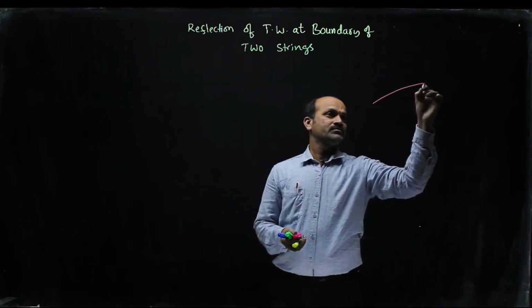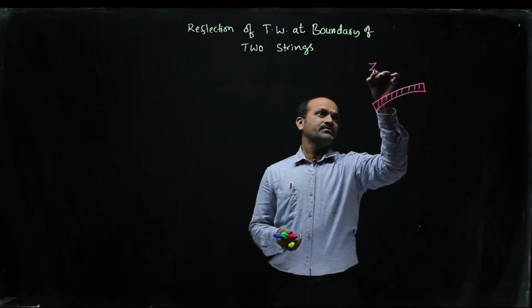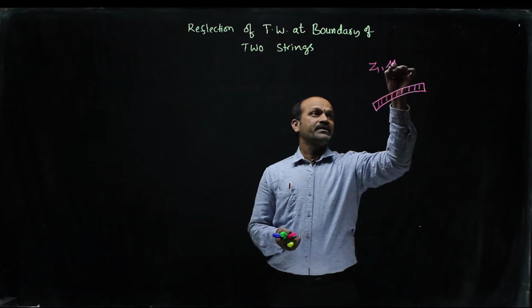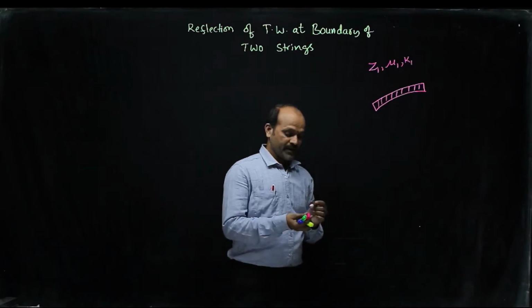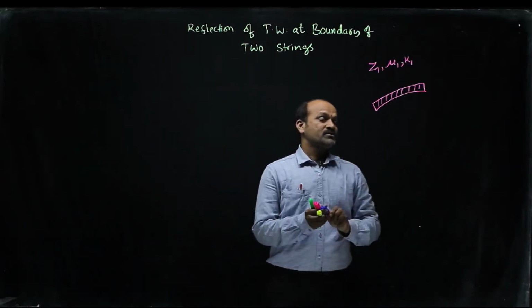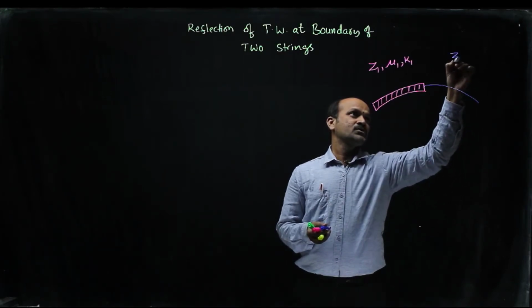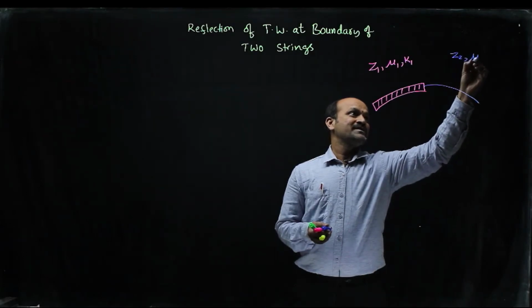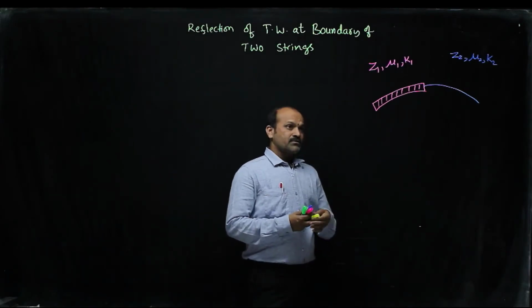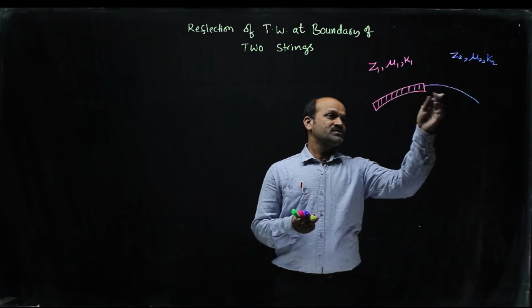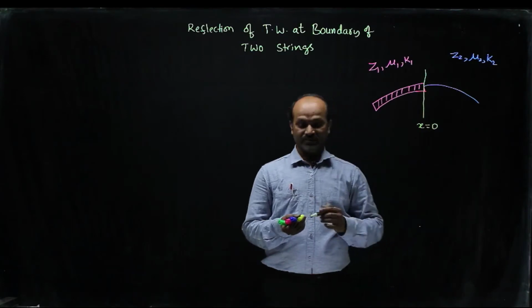a string of impedance Z1 and linear density mu1. Here the propagation constant we take is k1, and it is connected to another string, which has impedance Z2 and linear density mu2. The wave propagation constant is k2. The boundary between these two strings is at x equal to 0.